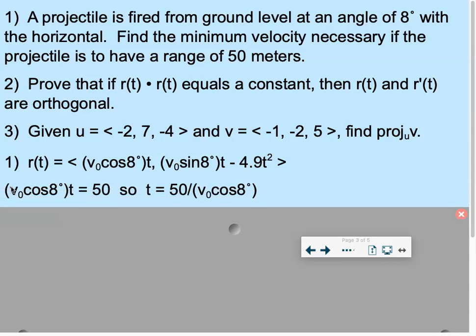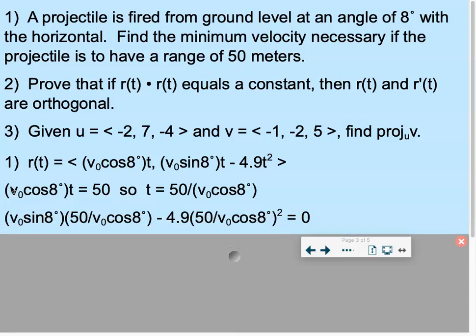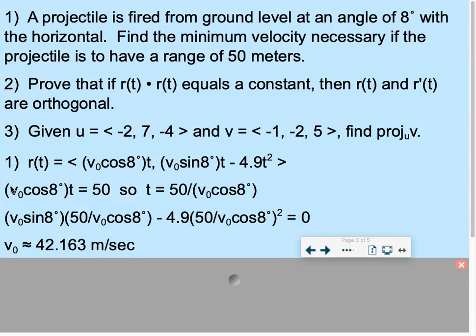Personally, I set my horizontal position equal to 50, solve it for t, and then plug that into my vertical, setting that equal to 0. After a little number crunching, you get that v sub 0 is around 42 meters per second. Is that okay? Did you have a question? Colin, did you get it? Okay.